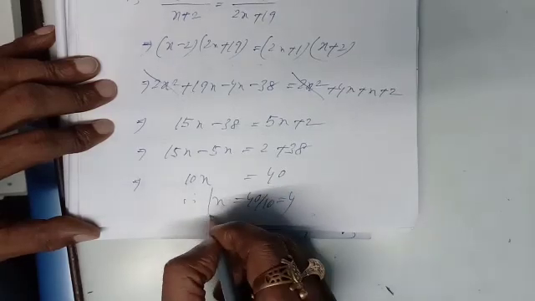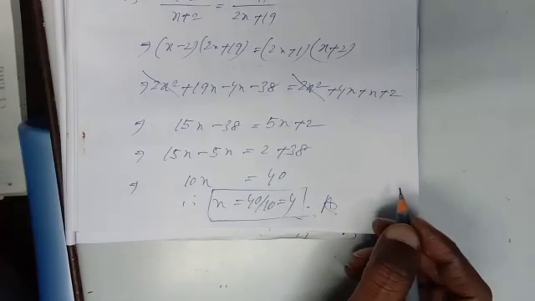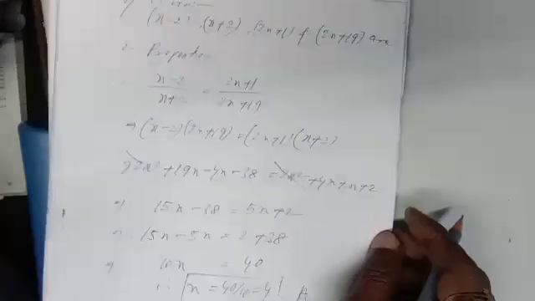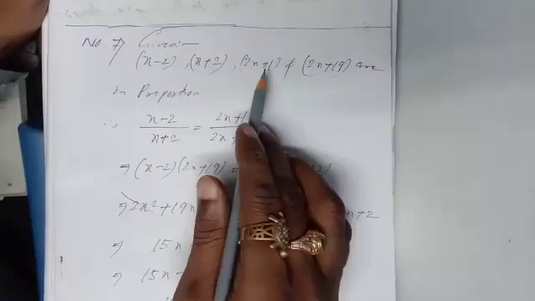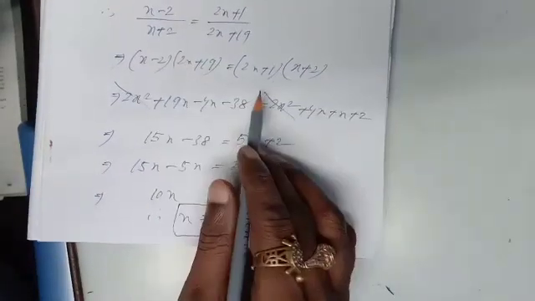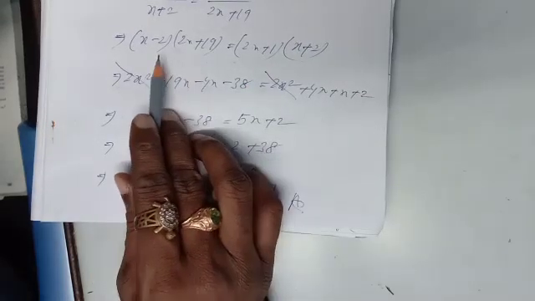Therefore, what is the answer? x is equal to 4. I hope it is clear for you. There are 4 numbers given. They are proportional, means first number by second number equal to third number by fourth number, by cross multiplication, and after opening the bracket, I hope it is clear for you, and finding the value of x, that x is equal to 4.